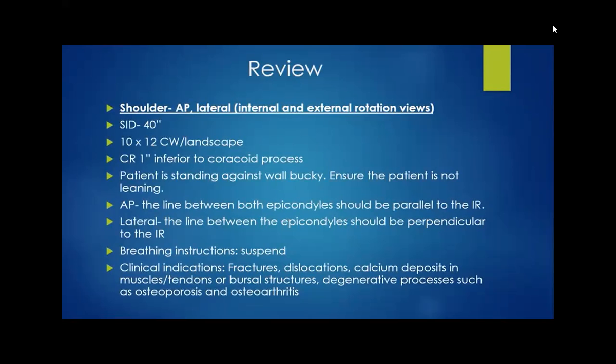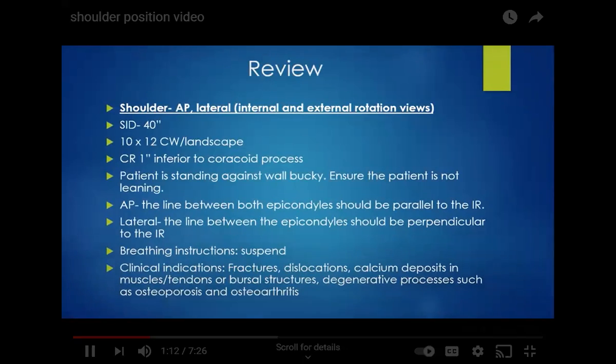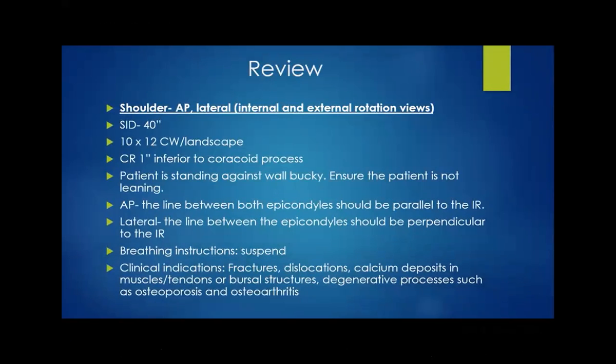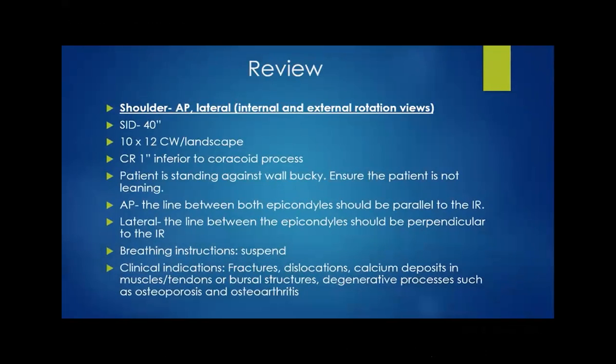We're going to internally rotate the hand until it's touching the back of the hip. And that is our lateral view, or the internal rotation is more commonly referred to in the AP external rotation with the hand out and the condyles parallel. Breathing instructions is suspended. That means you're going to stop breathing in, out, doesn't matter, inspiration, expiration. Just tell your patient, hold your breath, don't breathe, don't move, and expose. Take the picture.